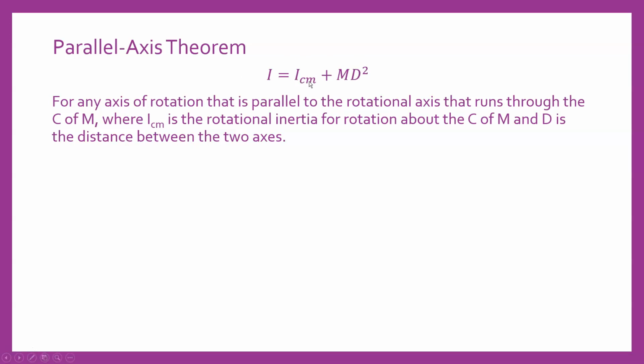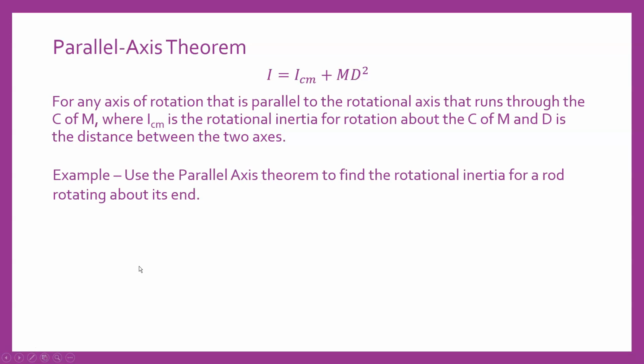And of course we know that an object rotating through its center of mass is going to have the lowest possible rotational inertia. So you can see here, the further the axis of rotation moves from the center of mass, the larger the rotational inertia is going to be. In other words, it's going to get harder to rotate it. So let's take a look at an example.